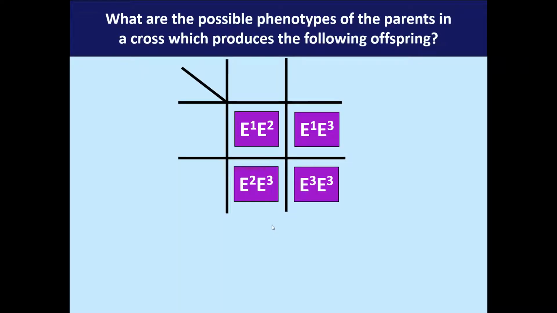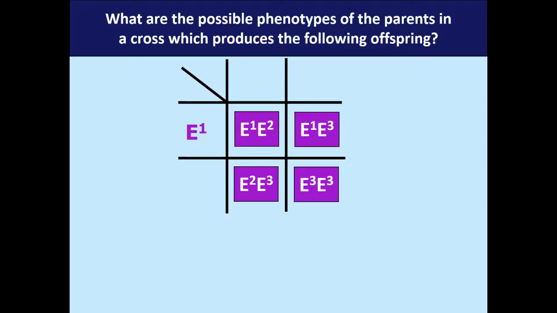Let's try this one. What are the possible phenotypes of the parents in a cross which produces the following offspring? And the Punnett square is filled in. So when we're writing the alleles for the parents, for example here, the allele has to be present in both this offspring and this offspring. And we can see that E1 is here and E1 is there. So that allele would be E1.